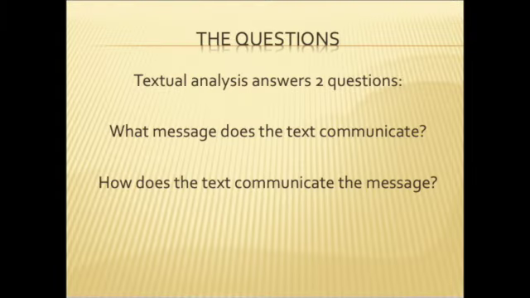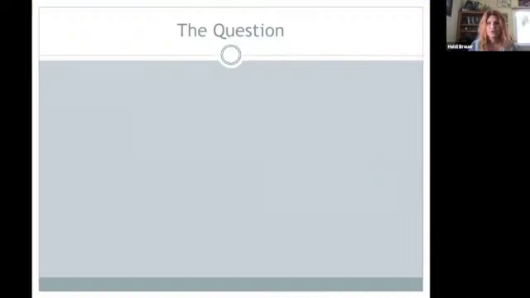In support of that question is the second question that textual analysis answers, which is, how does the text communicate the message? So once we figured out what message the text communicates, then we want to look at how the text communicates that message. And to do that, we consider all the components of the text, whether it's a book or a poem or a television show or a billboard. And we'll look at the how in the next video. So here, we're going to focus on what message does the text communicate.